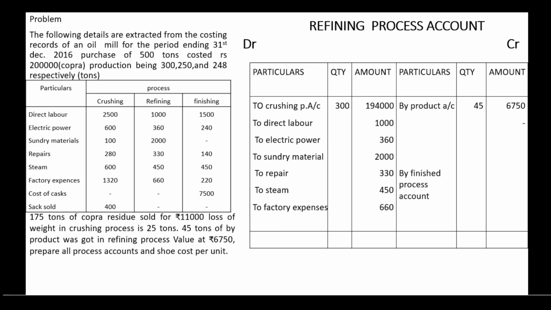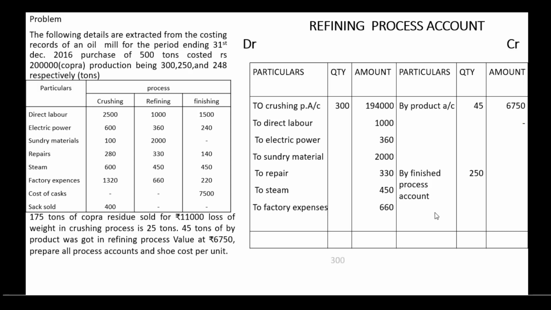And the next one, that is output. So it means the refining process output is 250 tons. So this 250 tons output is entered and it is transferred to the next process, the finishing process. So that's why here we enter it as by finished process account. Since we transfer this output to the next process, we have to enter the name of the next process account here, by finished process account. So the number of tons is 250 tons.